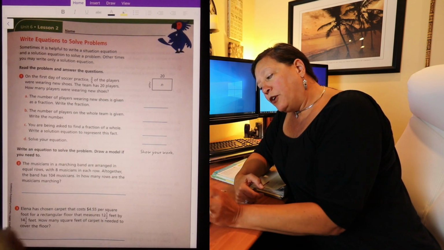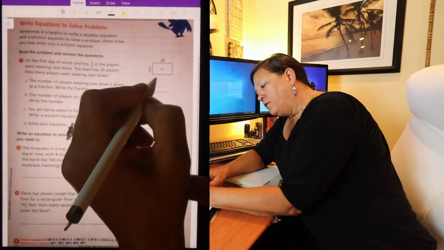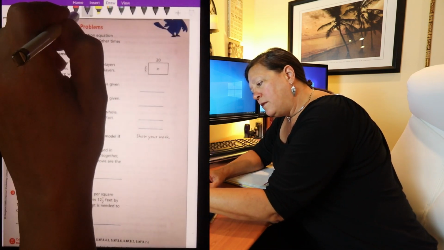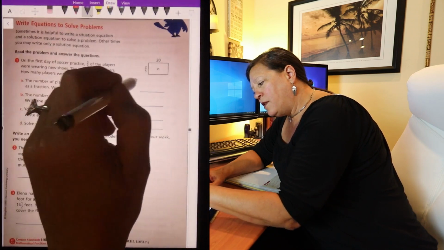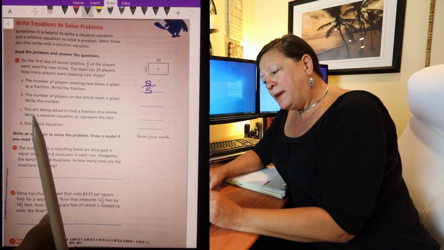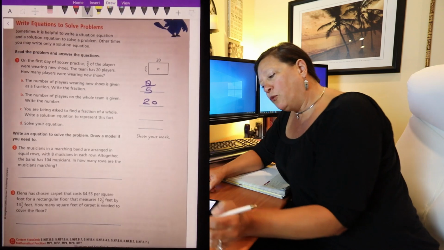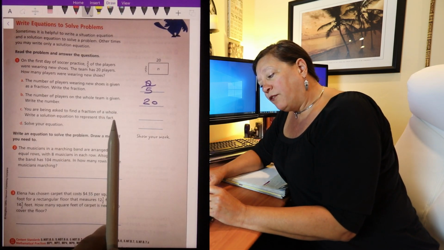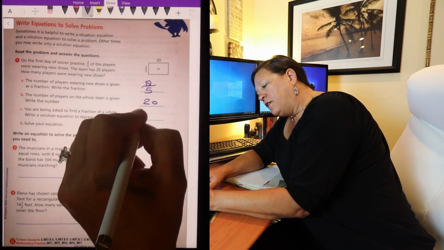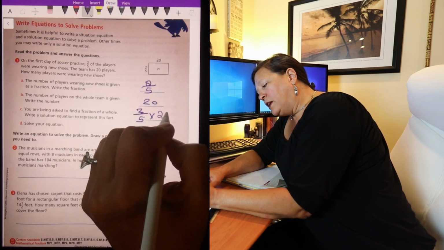A, the number of players wearing new shoes is given as a fraction. Write the fraction. Okay, so our fraction here is, I thought I had my drawing on. Patience. Here we go. There we go. Okay, 2/5 is our fraction. B, the number of players on the whole team is given. Write the number. Okay, so we have 20 players. You're being asked to find a fraction of a whole. Write the solution equation to represent this fact. So 2/5 of, which means times 20.